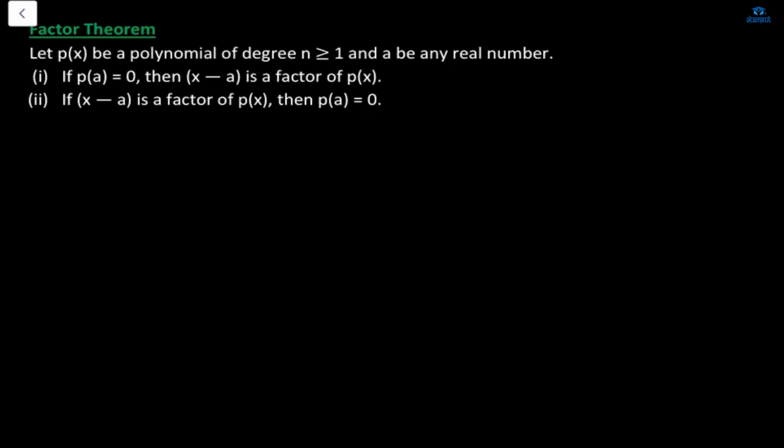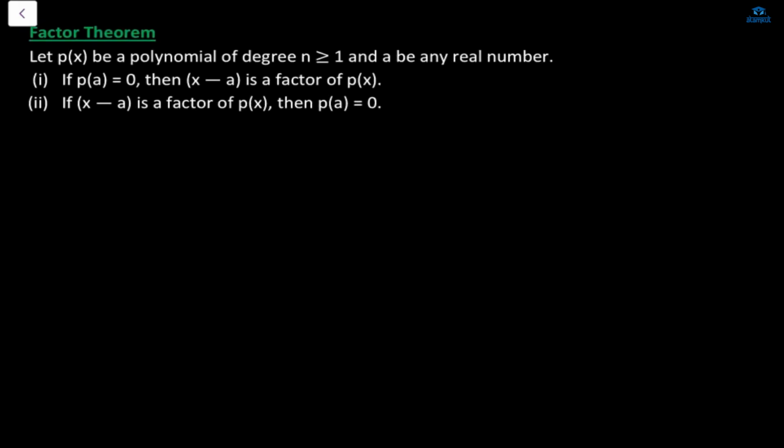Now here are two conditions. First, if p(a) is equal to 0, then x minus a is a factor of p(x). If you have already seen the remainder theorem, p(a) equal to 0 means our remainder is 0. So if the remainder is 0, the divisor x minus a is a factor of p(x). And conversely, if x minus a is a factor of p(x), it divides the polynomial fully, so the remainder will be 0, then p(a) is equal to 0.